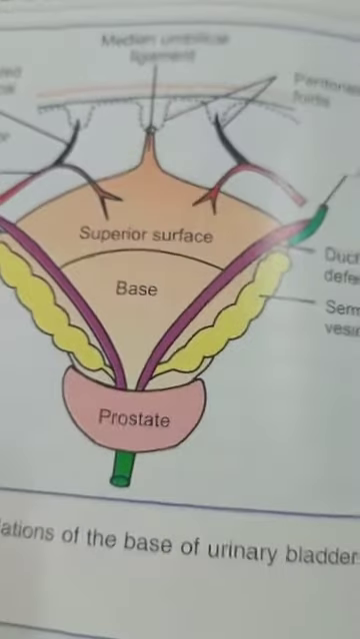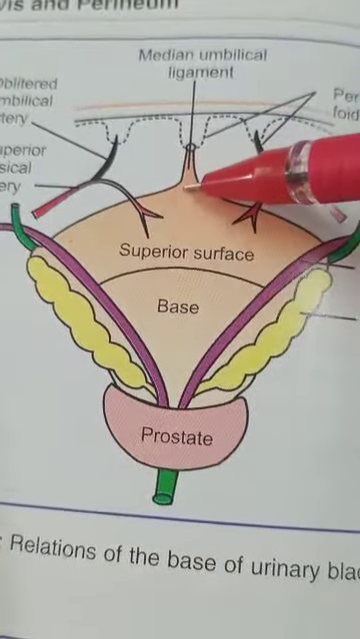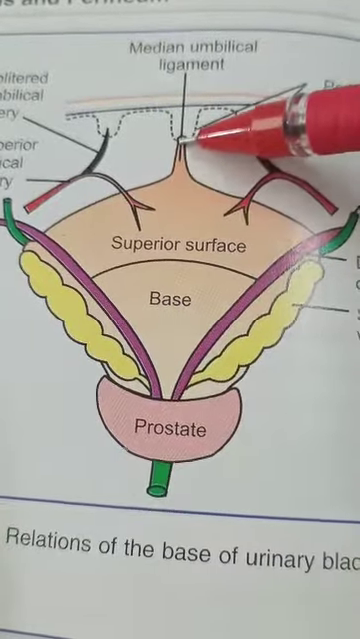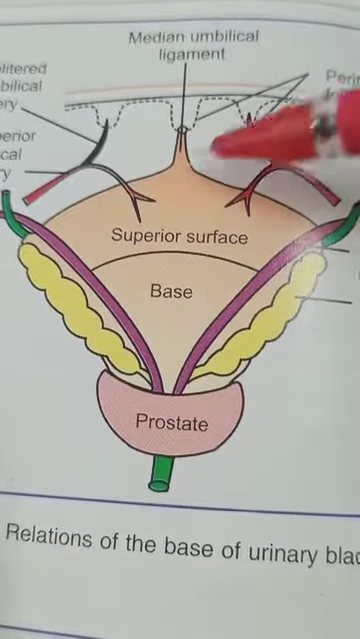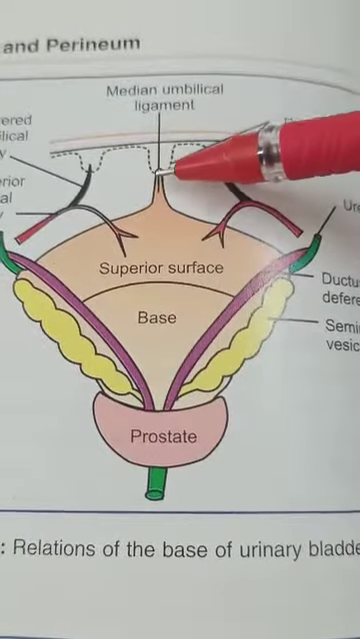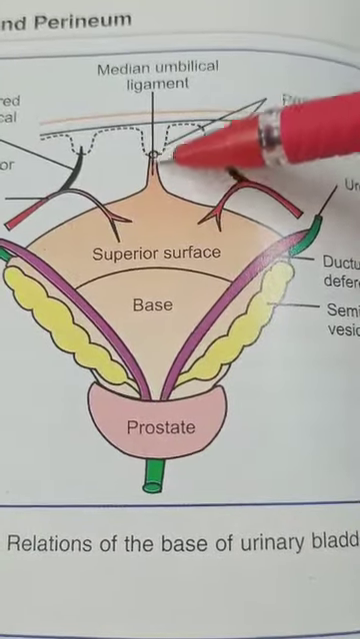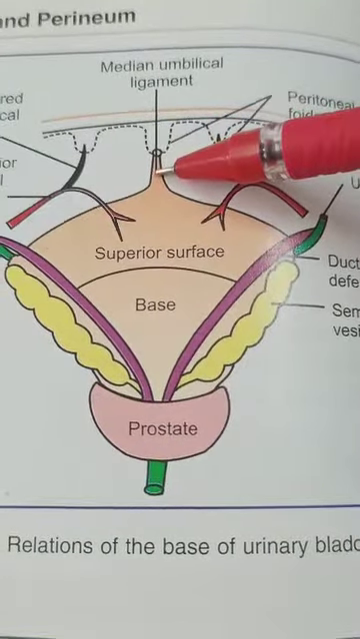We are going into detail on each part. Here we can see the apex of the urinary bladder. This is the anterior most part. It is connected to the umbilicus by the median umbilical ligament. On the anterior part of the urinary bladder we can see this ligament, known as the median umbilical ligament.